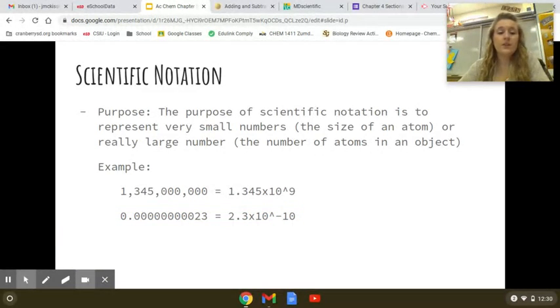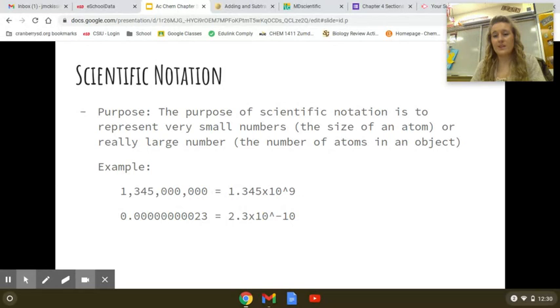Okay, so scientific notation, the purpose of it is to represent very small numbers, which could be maybe like the size of an atom, because atoms are really, really small. So that's not even really going to be a whole number. It's going to be like 0.00000 something, the size of an atom. Or really large numbers, which could be maybe the numbers of atoms in an object. Because atoms are so small, there's going to be a lot of atoms in any given object.